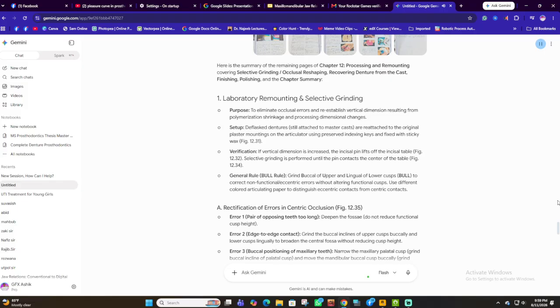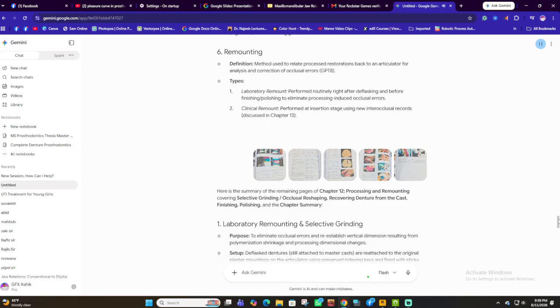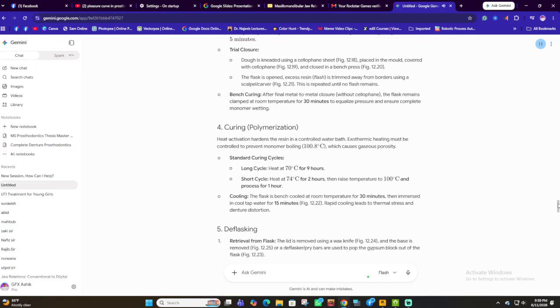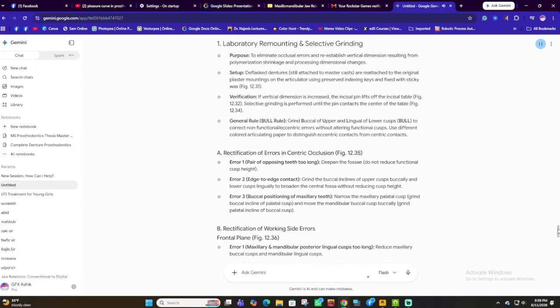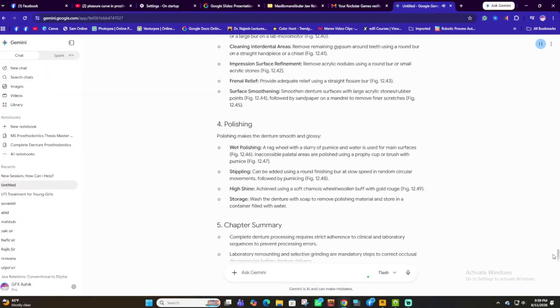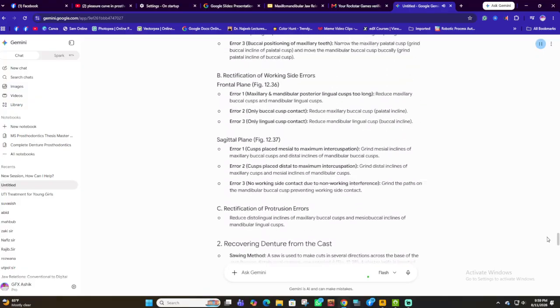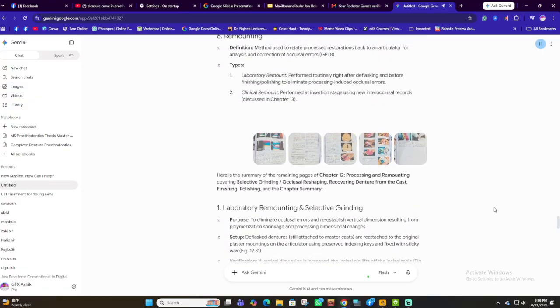Setup: deflasked dentures, still attached to master casts, are reattached to the original plaster mountings on the articulator using preserved indexing keys and fixed with sticky wax, Fig. 12.31. Verification: if vertical dimension is increased, the incisal pin lifts off the incisal table, Fig. 12.32. Selective grinding is performed until the pin contacts the center of the table.